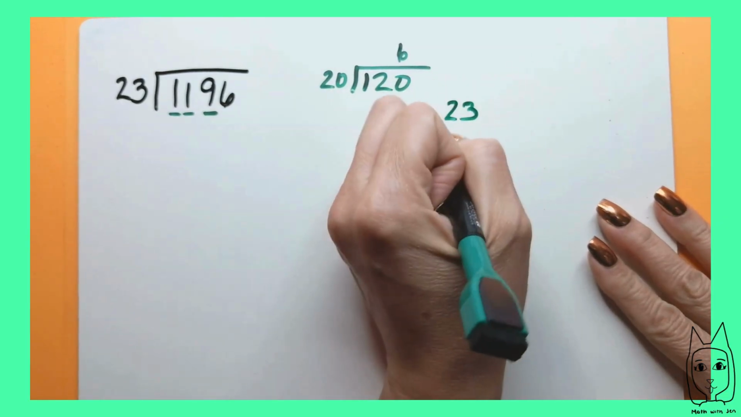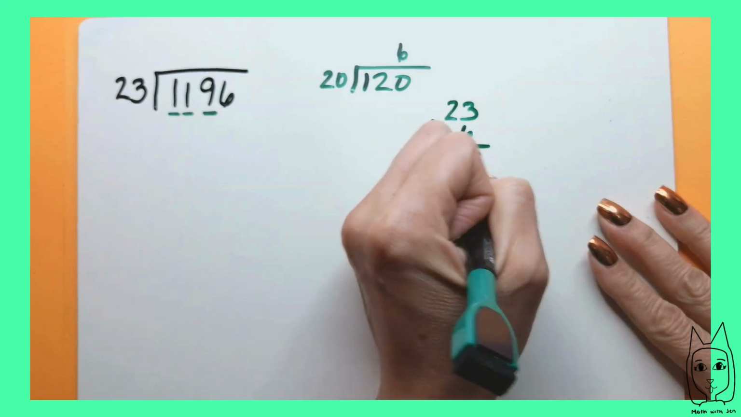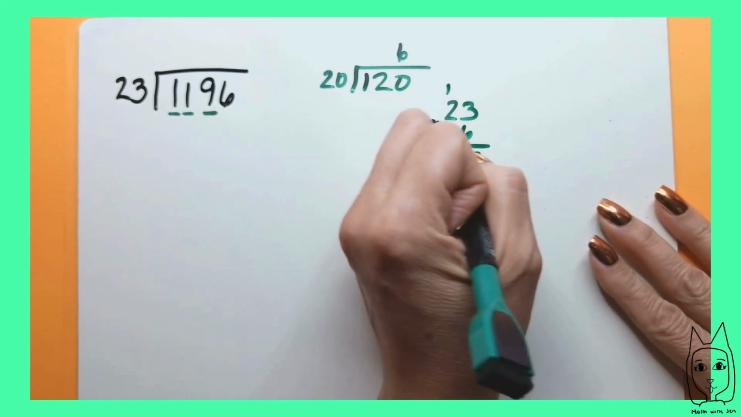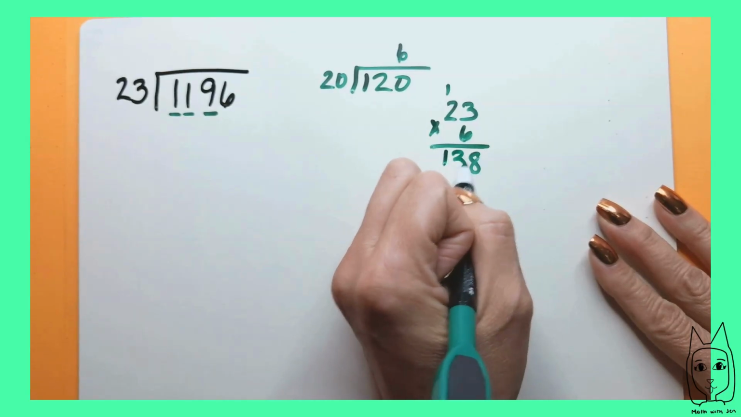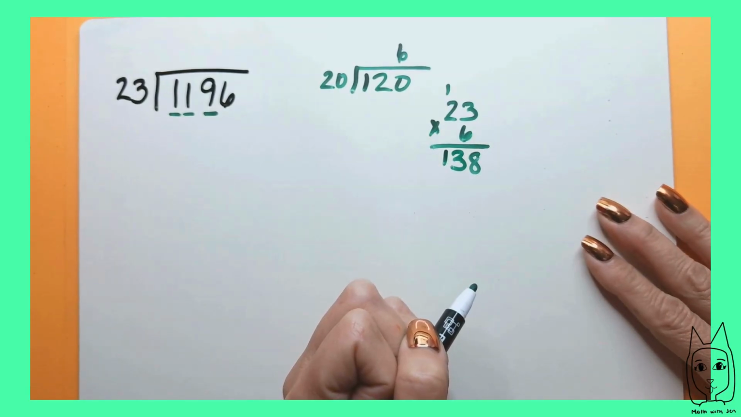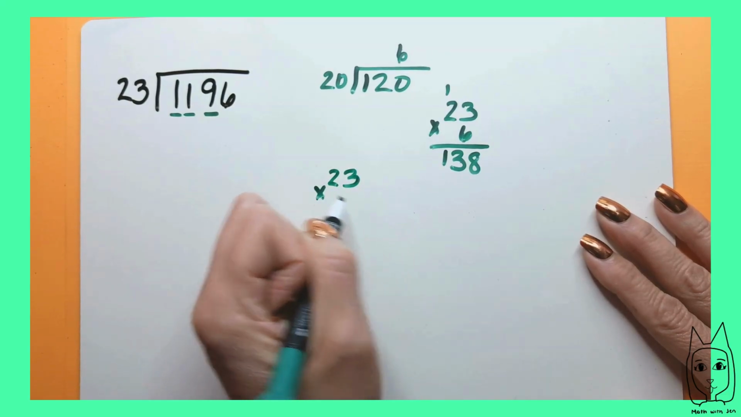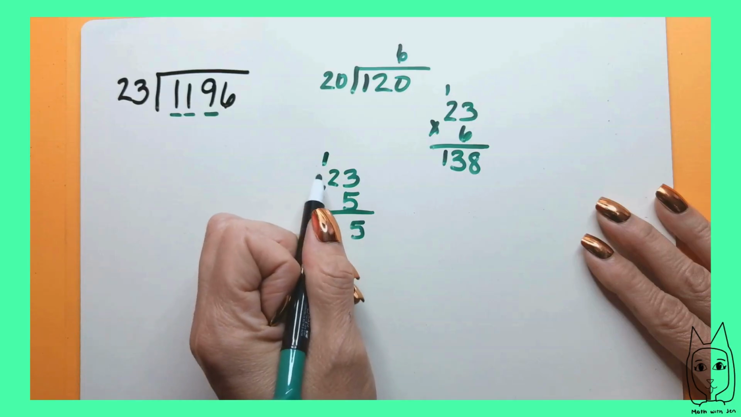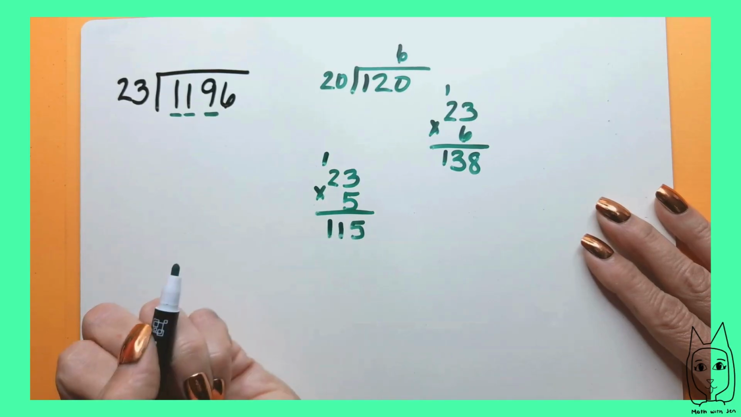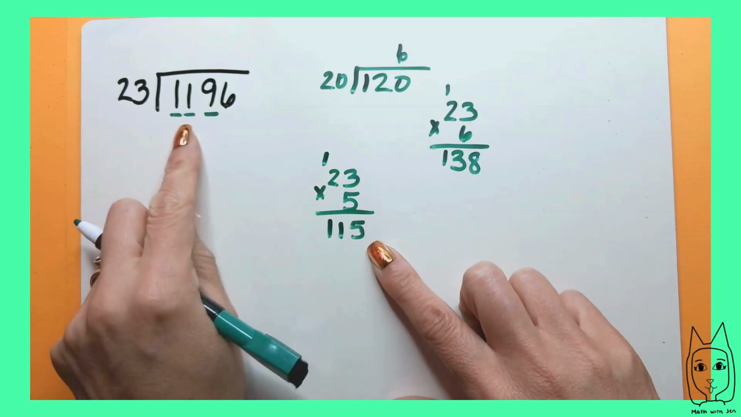Do 23 times 6. 3 times 6 is 18, carry the 1. 3 times 2 is 12, plus the 1 is 13. It gives me 138. That is too much. So we're going to try 23 times 5. 5 times 3 is 15, carry the 1. 5 times 2 is 10, plus the 1 is 115. That's a lot better because it's less than our 119.